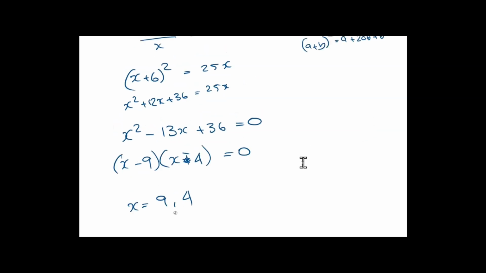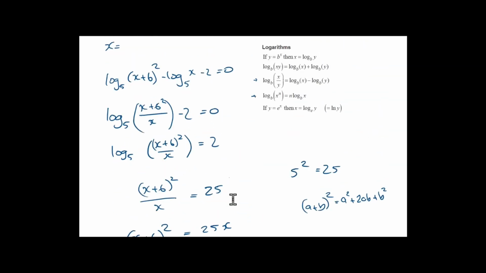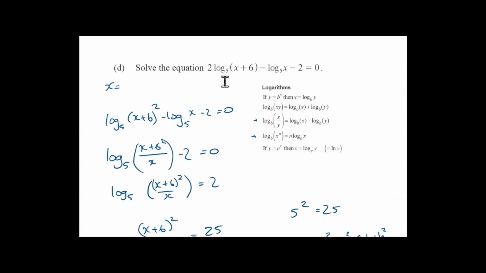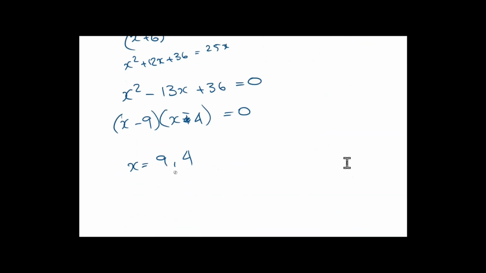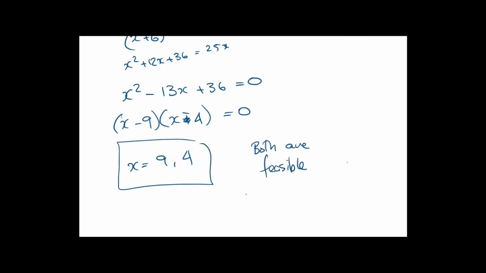So let's check. If x equals 9, are we going to have a positive log for both of them? Yeah, and we are. And as long as those are both positive numbers, in fact, they're both going to be correct. Both are feasible. We're not trying to take the log of a negative number, is what I'm trying to say. Okay, that's how you do that one.